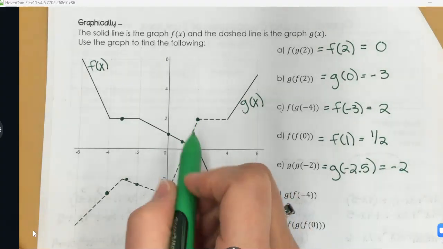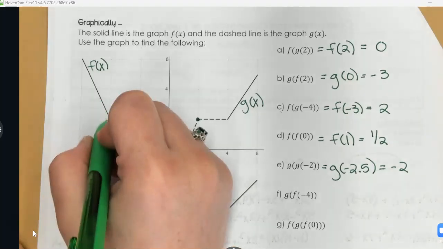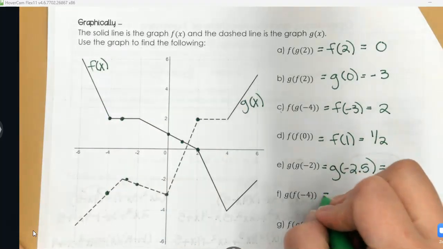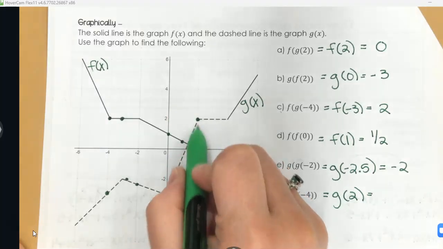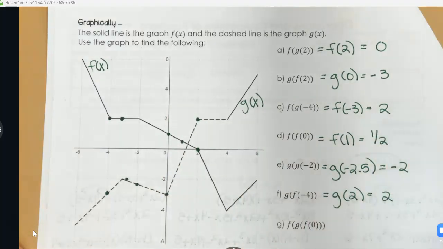f of -4 is where I'm starting on the next one. At -4, my solid line is at 2. So now I want g of 2. So when x is 2, g is 2.